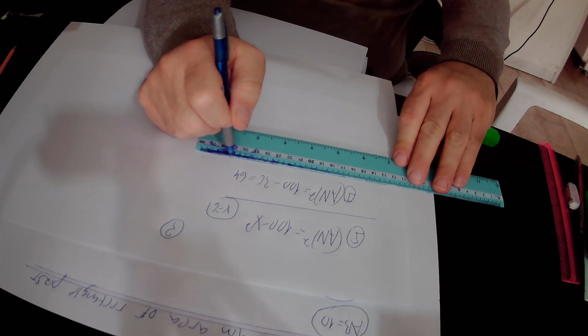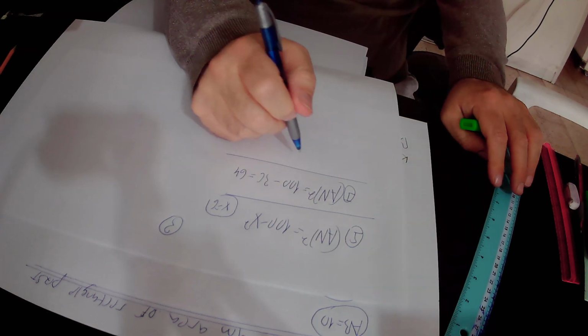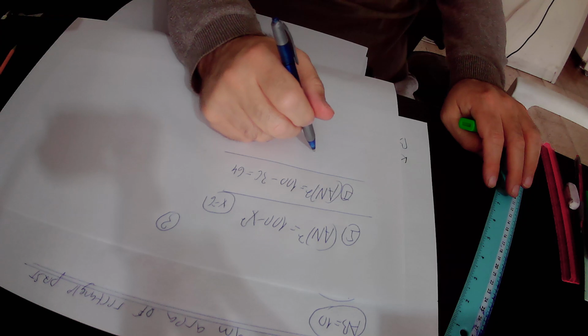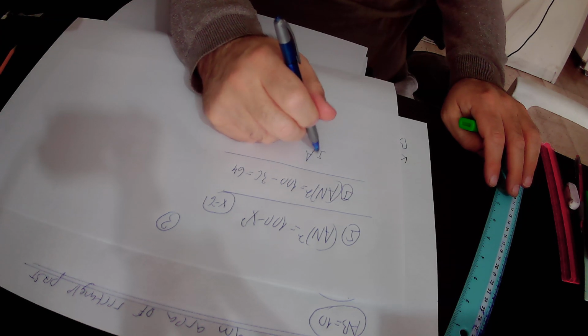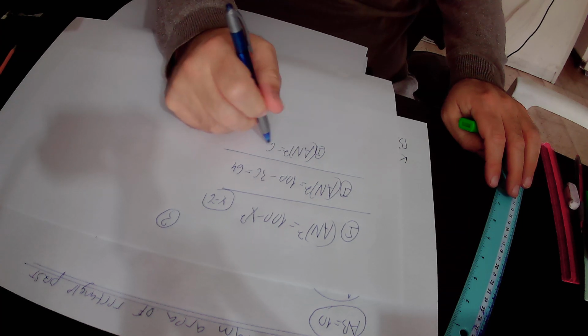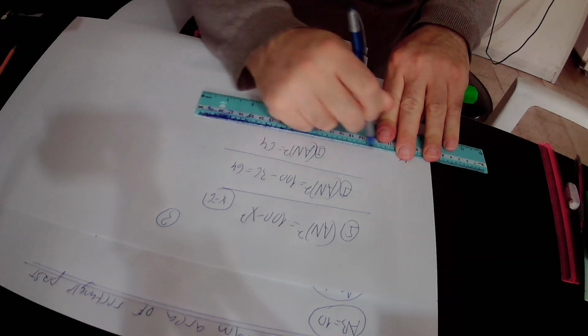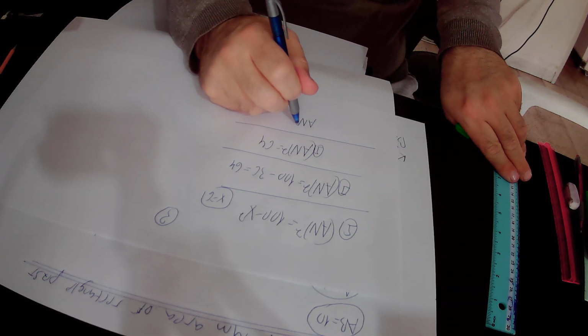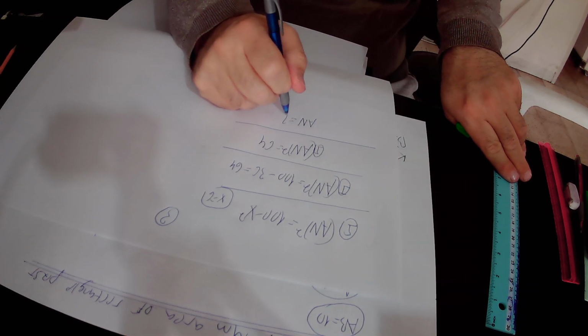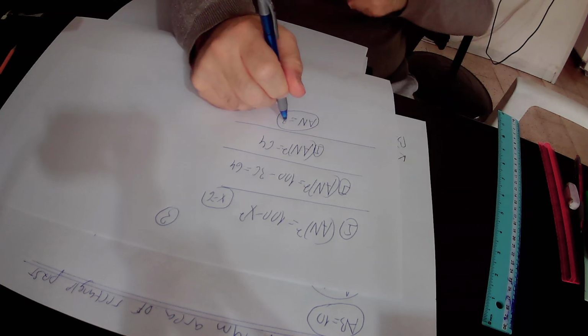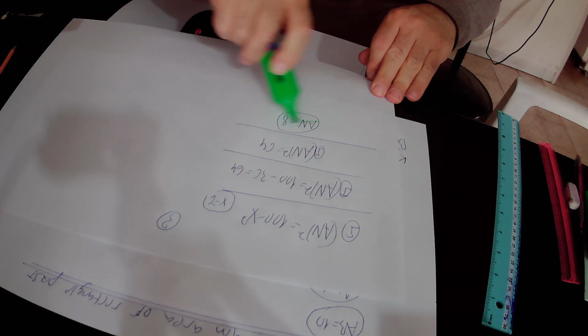So AN squared equals 64. According to equation 1, AN squared equals 64. Here we take a root of this equation, and finally we get that according to equation 1, AN equals the square root of 64, that is 8. So AN equals 8 units in its length.